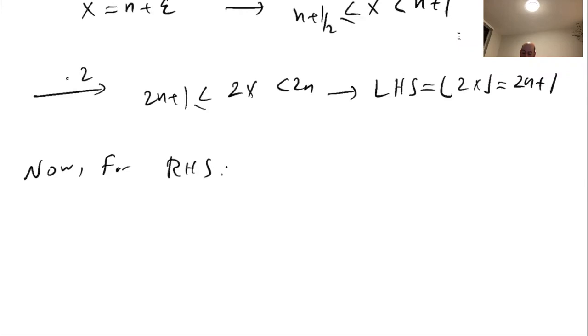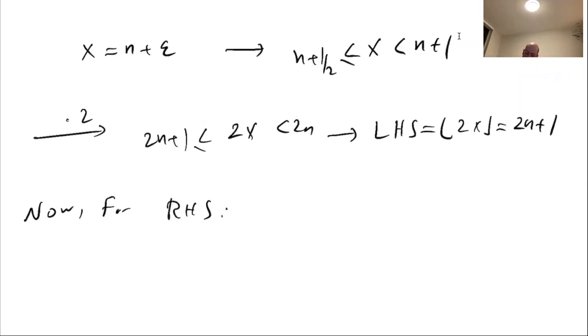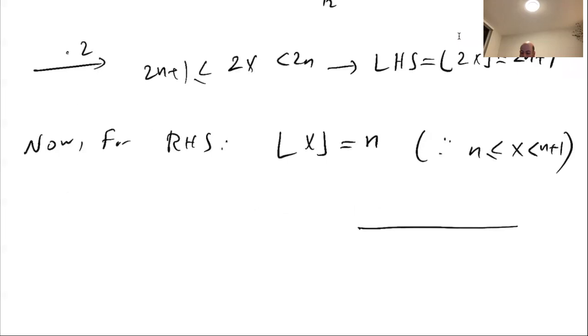Now for the right-hand side, what can I say about the floor of x first? Floor of x will be n, right? Because x is between n and n plus 1. My assumption is x is in there. Here, if you look at the real line again, n plus 1, n plus 1/2. Now my x is here in this case. So if x is here in the second gap, of course, again, it is in the bigger gap. So floor of x is n.